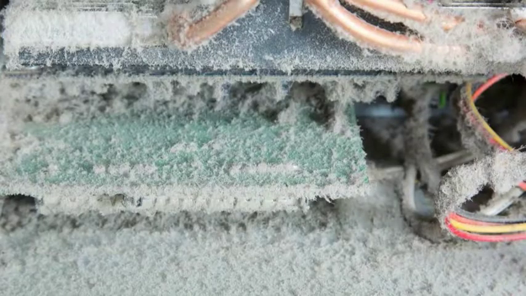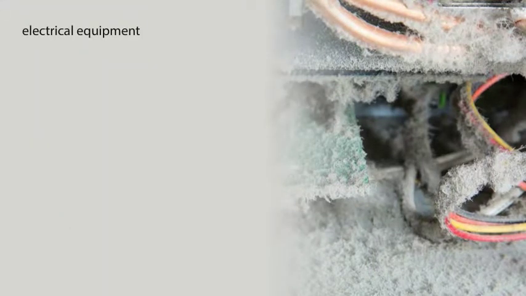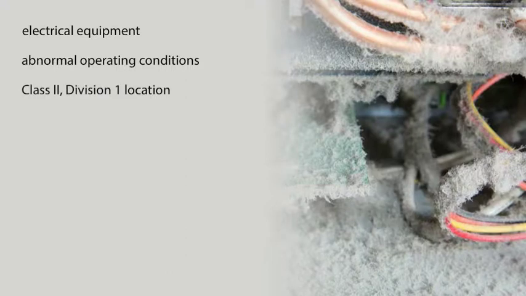Examples of this class and division are areas where dust accumulations might form on or near electrical equipment, and where substantial amounts of dust would escape from equipment under abnormal operating conditions. This class location can be next to a Class 2 Division 1 location.